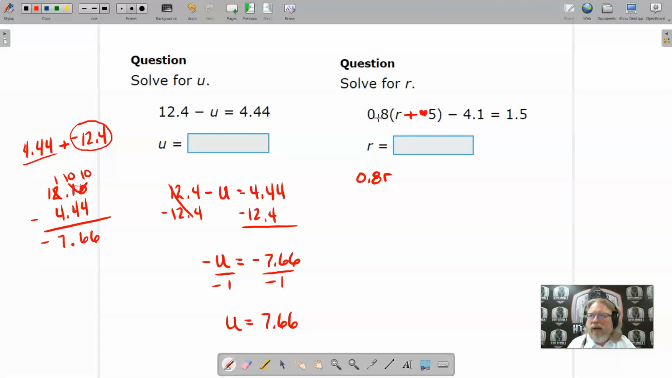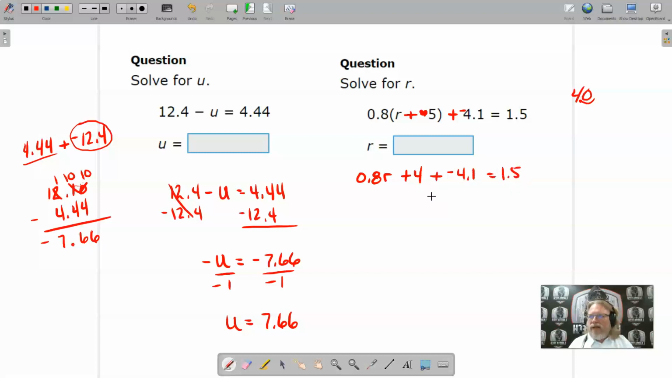So then we would have 0.8 times 5. Well, I know that 8 times 5 is 40, and I have one decimal there, so the decimal would move over one place from that 40. So this is going to be plus 4. You can check that out on a calculator too if you like. And then let's go ahead and make this plus a negative 4.1 instead of minus 4.1. So plus negative 4.1 equals 1.5.